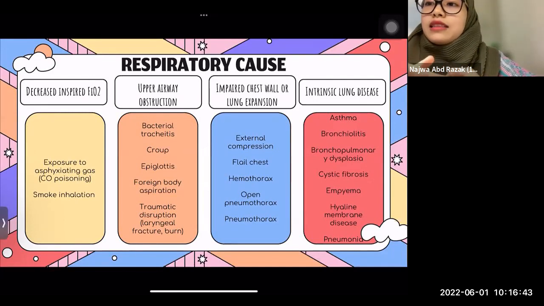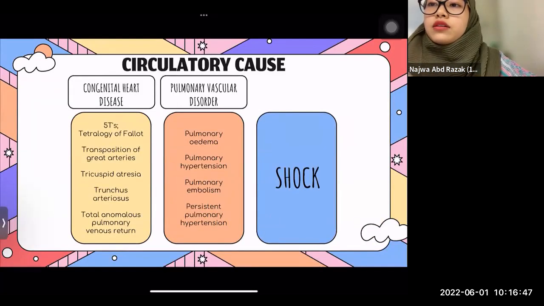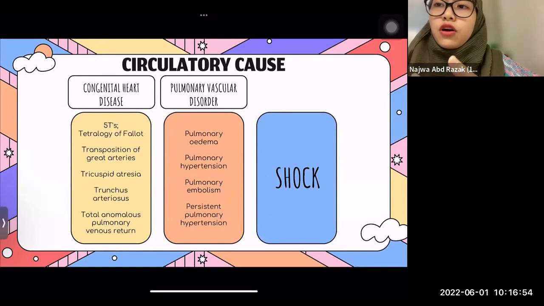We'll take a look at the circulatory causes next. The first category is congenital heart disease. As we have been taught before, for congenital heart disease we must remember the 5 T's: tetralogy of Fallot, TOF, transposition of great arteries, TGA, tricuspid atresia, truncus arteriosus, and total anomalous pulmonary venous return. TOF is the commonest cyanotic congenital heart disease in children.